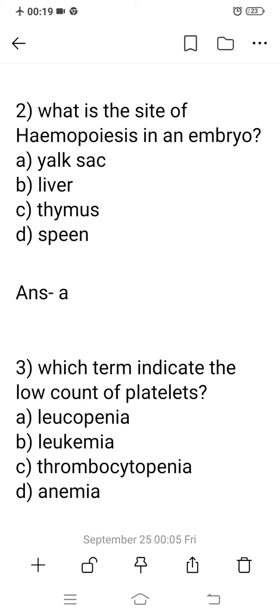in the first stage, haemopoiesis generally occurs in the yolk sac of the embryo, and then in next steps it also occurs in the liver, thymus, spleen, etc. So the right answer is option number A, yolk sac. Yolk sac is the first site of haemopoiesis in an embryo.